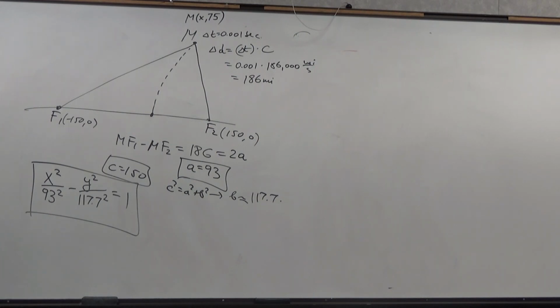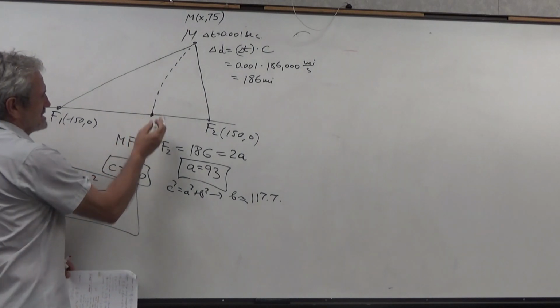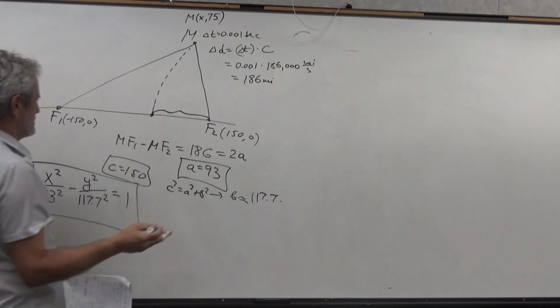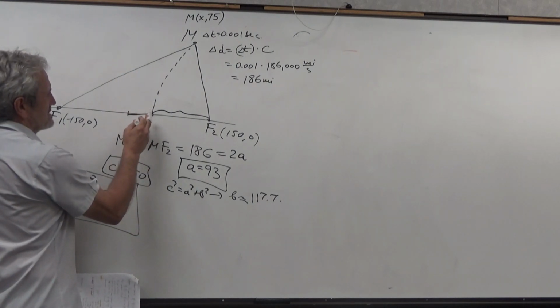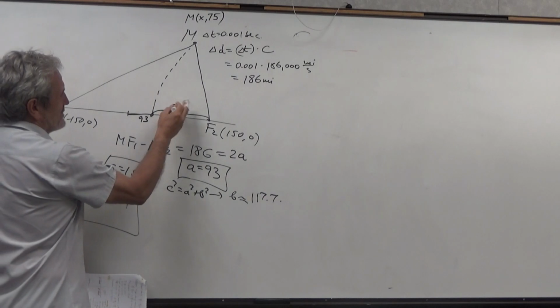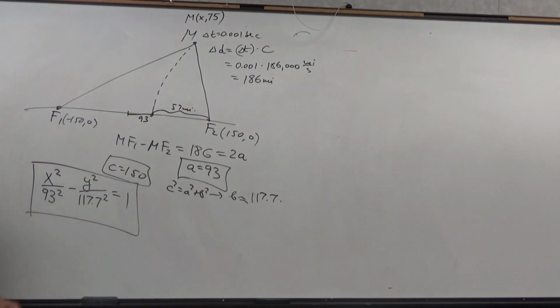And then what? Actually, we do know where it will hit the coast, and that will be where x is 93, so 93 is here. And then obviously it will be 57 miles from the second station.